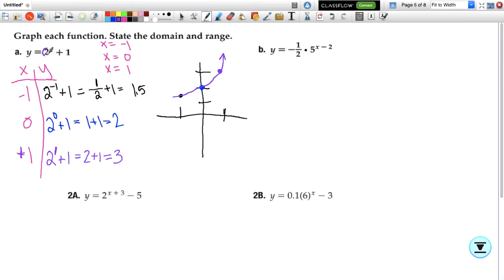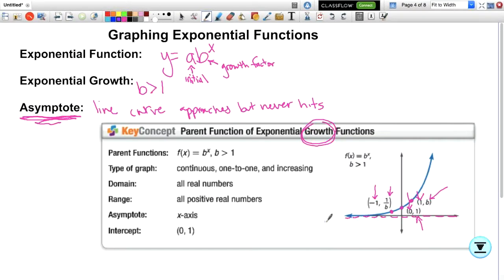If this is our b value, it's bigger than 1, so it should be exponential growth. So it's going to be getting steeper to this side, and this side should be flattening out. Now I want to take a second and go back and look at our parent function. I told you there was something really different about it with this asymptote right here. Okay, now this is one piece aside from making the table that you're just going to have to memorize.